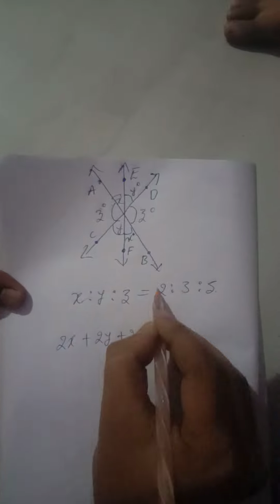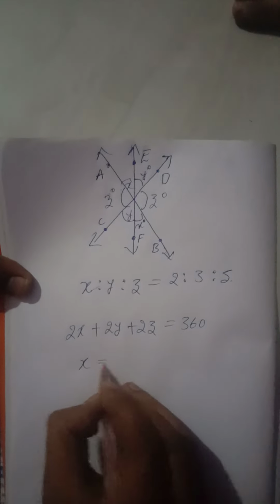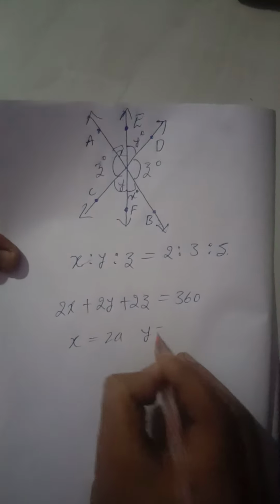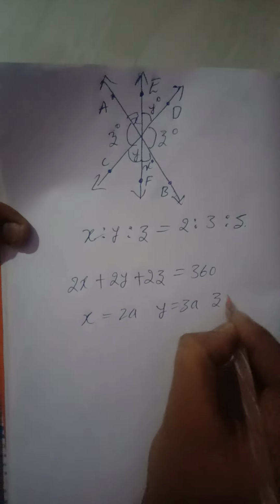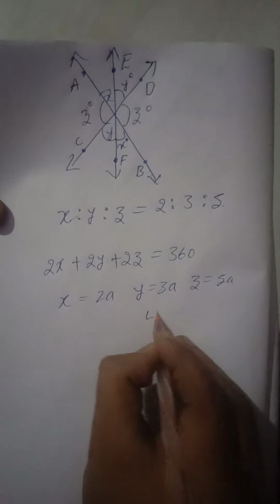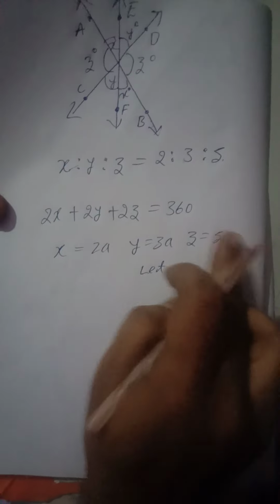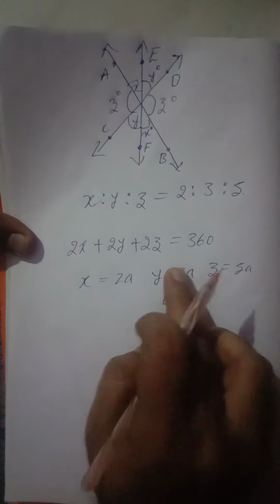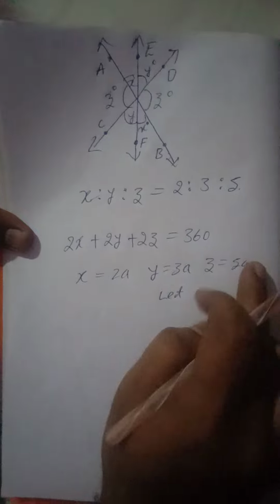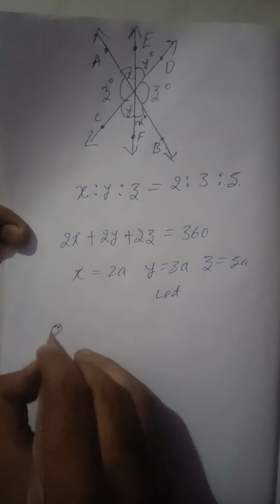In total, how many degrees are there? 360. But x:y:z is 2:3:5. x is equal to 2a, y is equal to 3a, z is equal to 5a. Let's just assume this. The sum of the three is equal to how much? The total sum is 360 degrees.